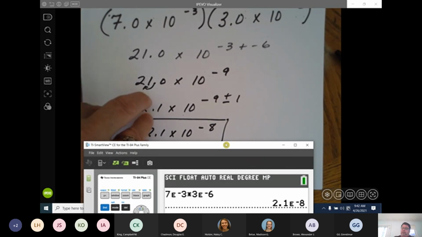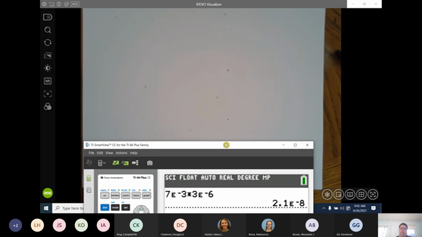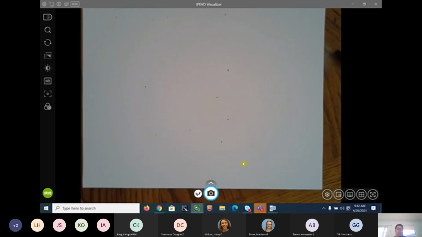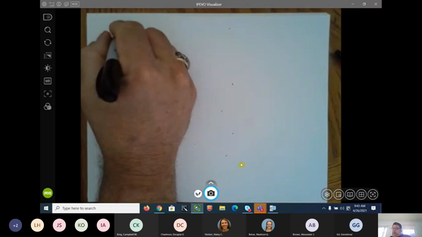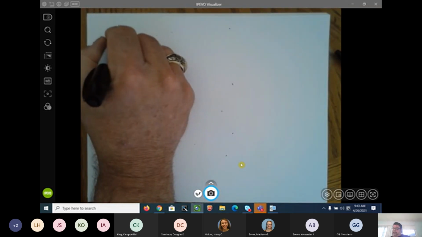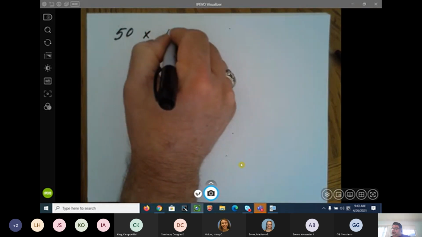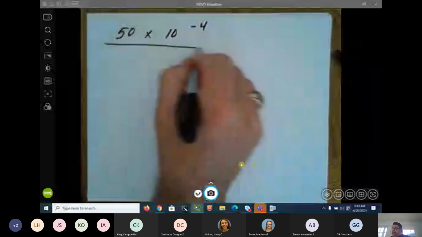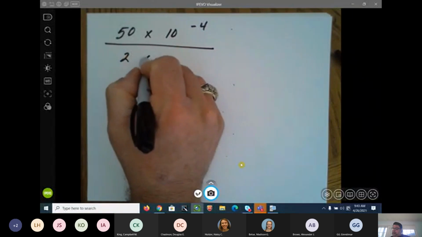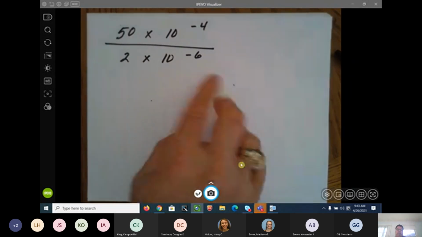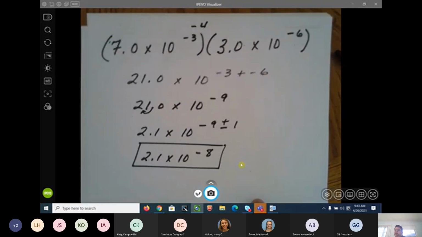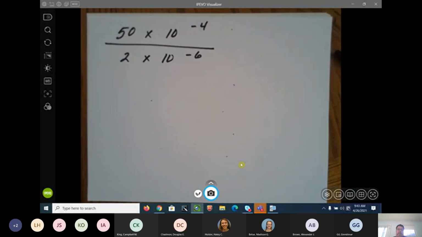And let's do a division problem. 50 times 10 to the negative fourth divided by 2 times 10 to the negative sixth. All right, I'm going to give y'all a second to do that by hand, with what we've been doing like this. And then I want you to do it on a calculator and see if you get the same answer.